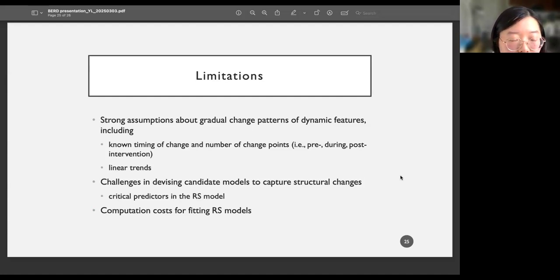And the prediction performance really highly depends on the selection of those predictors. Also, since we are fitting this model in the Bayesian framework, it takes longer than when using the frequentist methods. For instance, it may take like 14 hours to run the model on the empirical data.